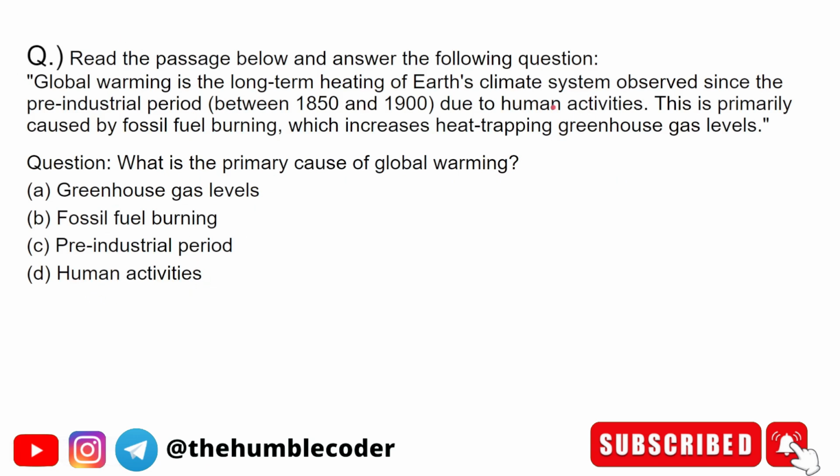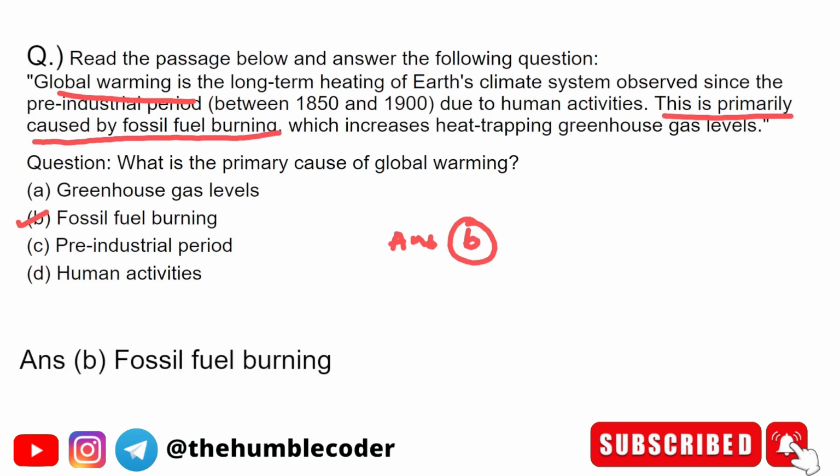Let's see where the term global warming is in this one. See, global warming is here. Just pause for a minute and think of it. What is the reason for it? The correct answer for this question is fossil fuel burning, answer number B. In this kind of passage based question, you won't get the answer in just one reading. You need to read over and over to get the correct answer. And the correct answer lies here: this is primarily caused by fossil fuel burning. Let's move on to the next question now.